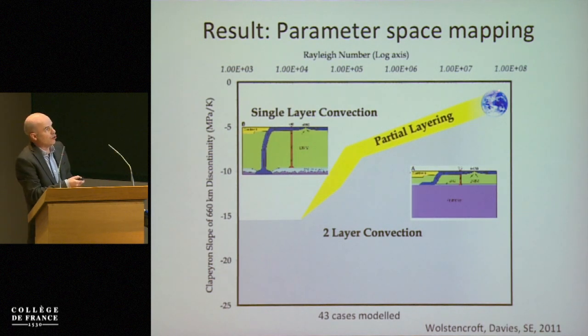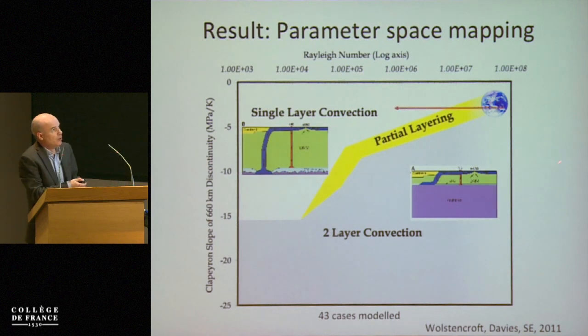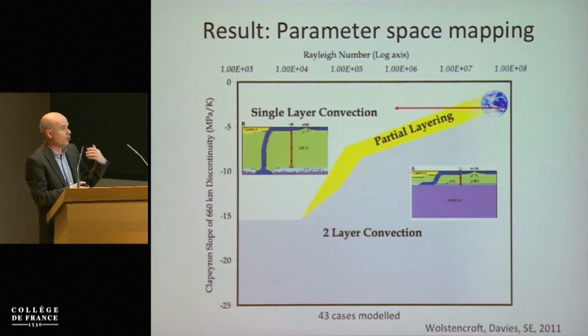The Earth's values are maybe somewhere up here, but over time we would expect the vigour to decrease, so there's a potential in Earth history to have been more layered in the past, as Carolina hinted as well, from different mechanisms linked with phase changes. And maybe today, at least in 660 terms, we might be somewhere over here, maybe.